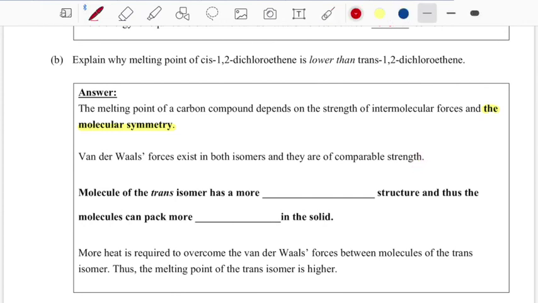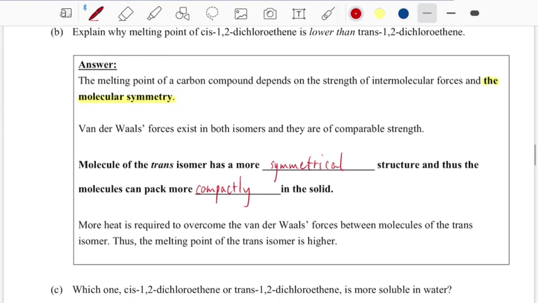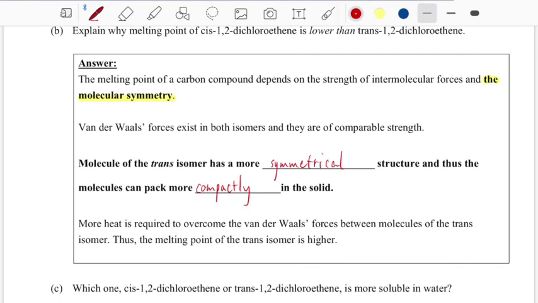Then the next sentence: molecules of the trans isomer have a more symmetrical structure, and thus can pack more compactly in the solid. So more heat is required to overcome the van der Waals forces between molecules of the trans isomer. Thus the melting point of the trans isomer is higher. Okay?